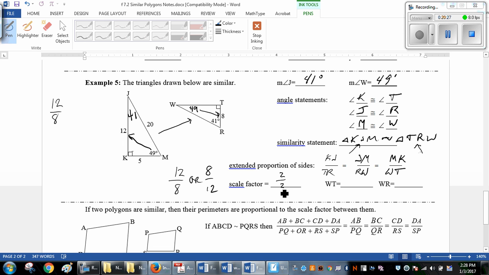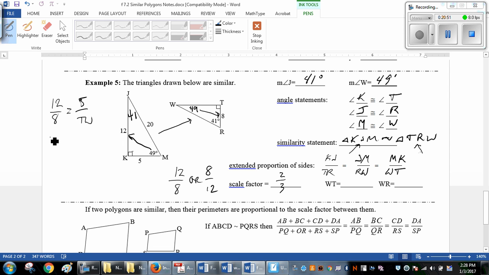So we're going to start with that same ratio of 12 over 8. I started with triangle JKM, so I'm going to go to my other triangle. 12 corresponds to our side of 8. Now we look at 5. 5 is across from angle 41. Okay, that's TW, so 5 over TW. All right, there's our first proportion.